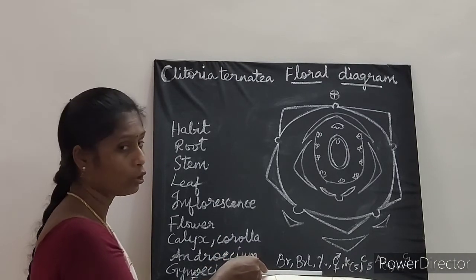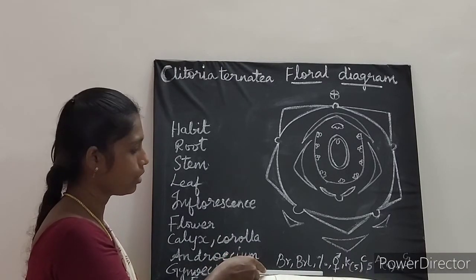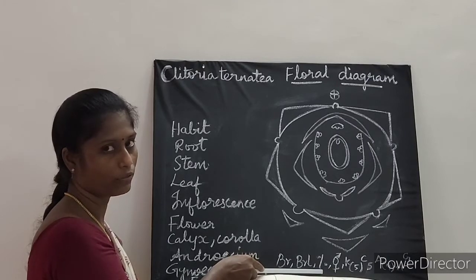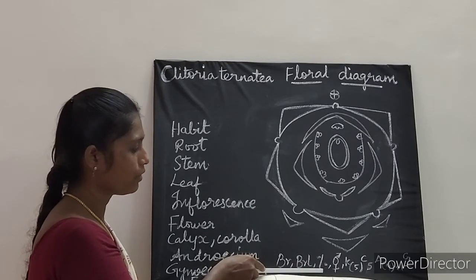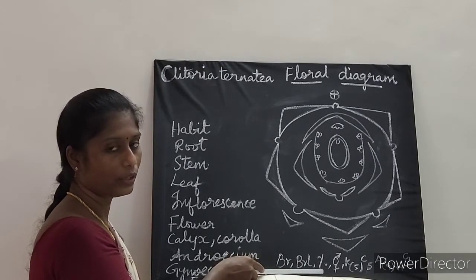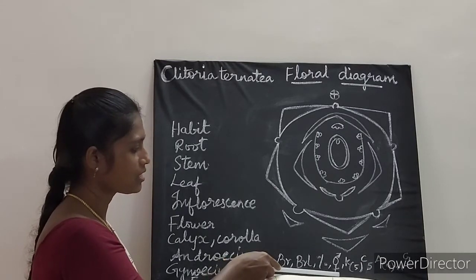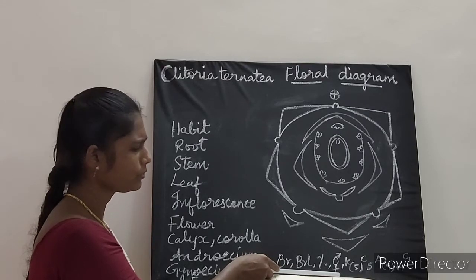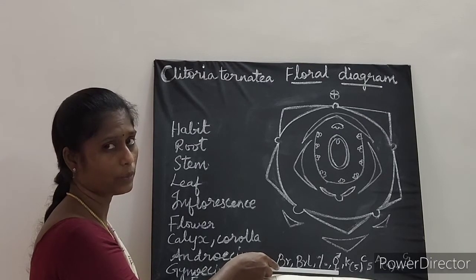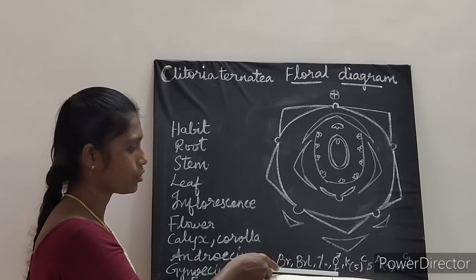And then it is zygomorphic, is it not? This symbol represents the zygomorphic. Zygomorphic means what? When a flower is cut at any one plane, it gives two equal halves, and it is represented by this symbol. And the next symbol is bisexual. Since androecium and gynoecium are present in the same flower, it is a bisexual flower.